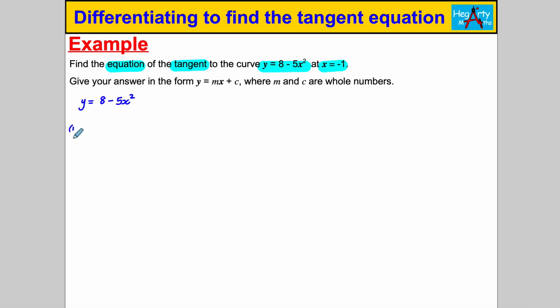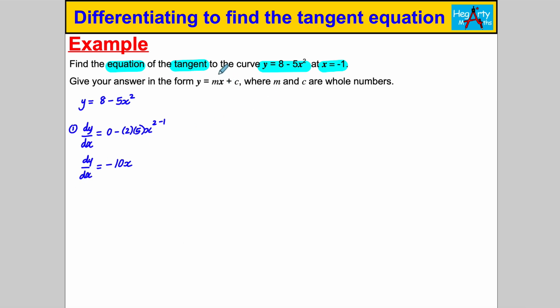Step 1 says we'll work out the gradient function, dy by dx. So differentiate this. 8 differentiates to 0, keep that negative there, bring down the 2, keep the 5, and reduce the power of x by 1. So tidying up our gradient function here, hopefully you see we get negative 10x. So that's our gradient function, step 1.